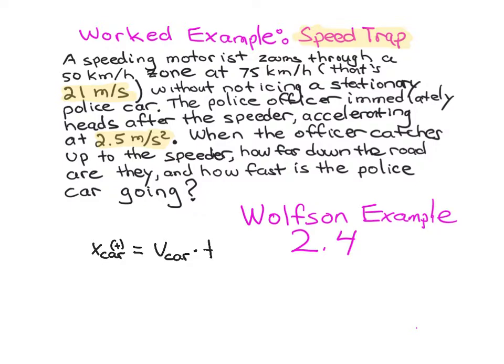And we'll assume that the origin of the coordinate system is located at the place where the speeding car passes the initially stationary police officer. And then the x coordinate of the cop, we'll call x cop as a function of time, is just given by 1/2 the acceleration of the cop times time squared. And you could read through the Wolfson example, and he shows how to use these equations of motion to answer the questions that are being asked here.